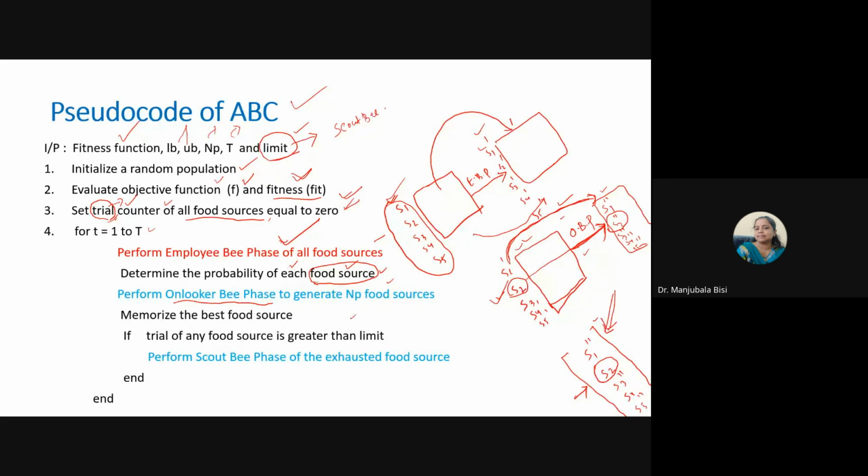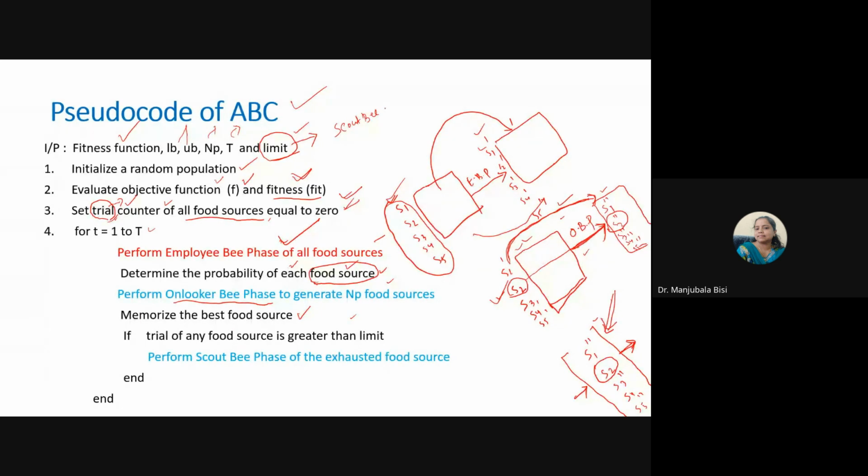So after doing the onlooker B phase, assume this is the output of the onlooker B phase. You have to memorize the best food source. Whichever is best out of these 5, you have to memorize that information. Otherwise, the best result you get in every iteration may be lost during the subsequent iterations.